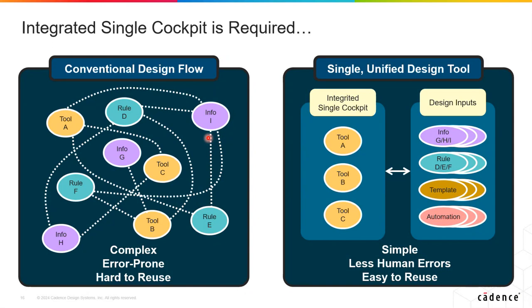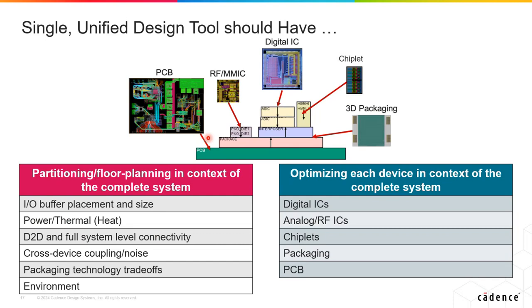So we need some kind of single unified design tool which manages all of these tools, information, and rules, so that it makes things very simple, with less human error and easy to reuse. This single unified design tool should also have well-organized functions to perform all the design flows, from planning and designing to the final sign-off. It should also check the IOs and power, SSN, and so on, and run the simulation functions. Since it is a multi-die system, it should manage all the areas like digital, analog, chiplet packaging, and PCB, and new technology should be supported.